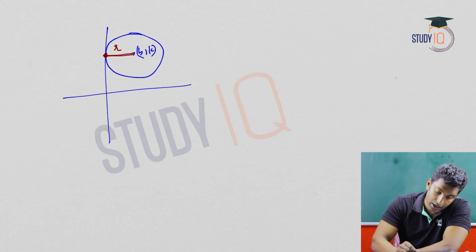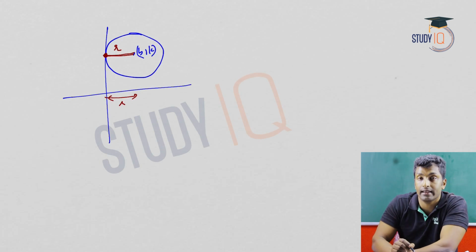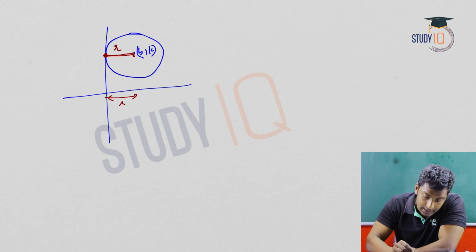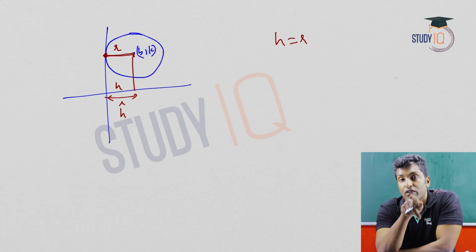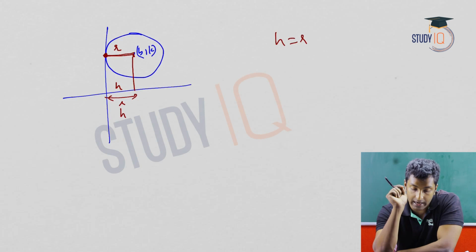So clearly this is your radius, and that is nothing but your x coordinate. So your x is equal to r, that is h, right? Here this distance is your h, and you can clearly see h is actually equal to r. So h is equal to r. Like in the previous case, k was r. There the y coordinate was the radius. Here the x coordinate becomes the radius, right?